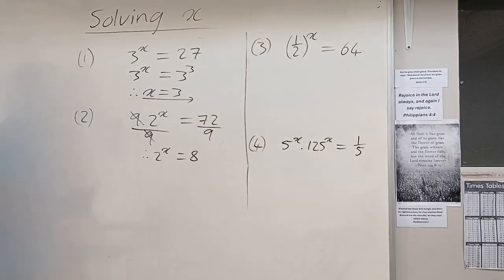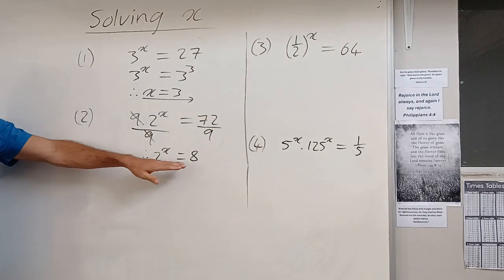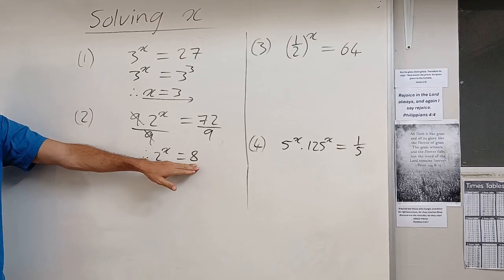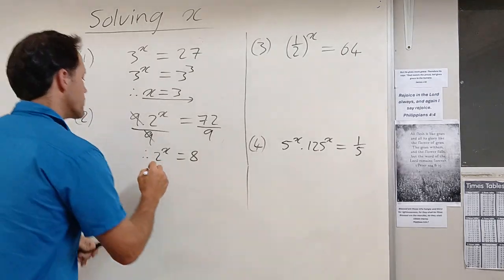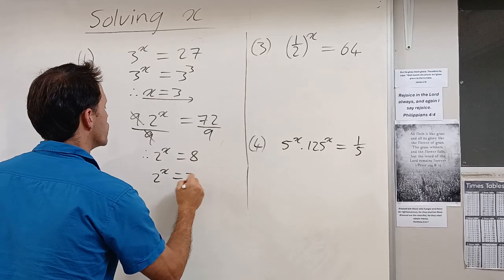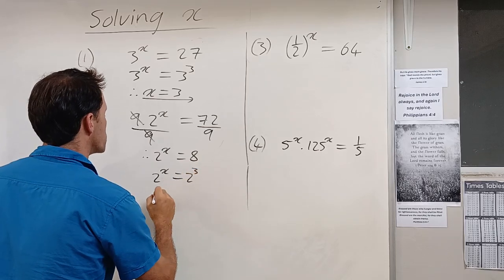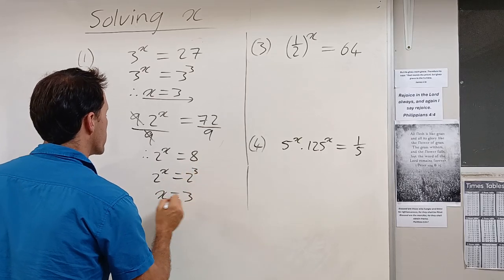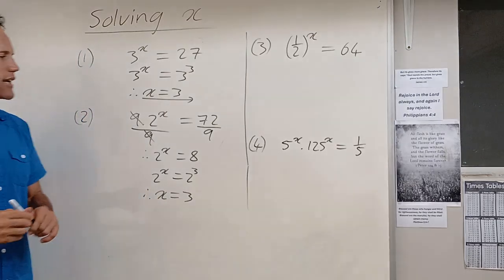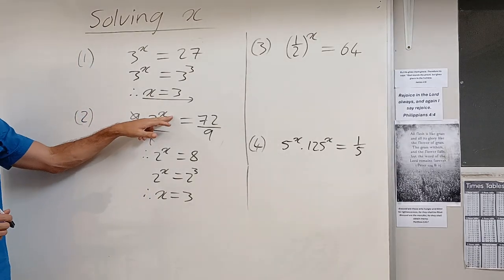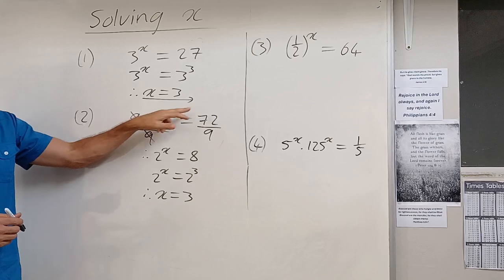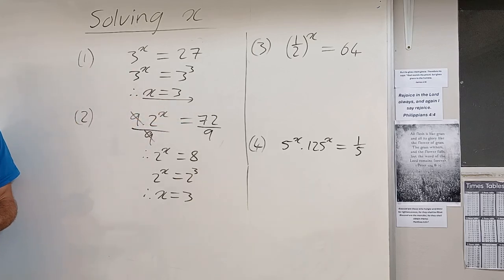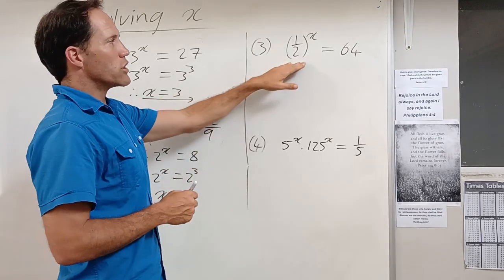72 divided by 9. Now we can see 8 is 2 to the power 3. So that means 2 to the power x is equal to 2 to the power 3, which means x is equal to 3. And again, you can check if you want to. 2 to the power 3 is 8, 8 times 9 is 72. It works.